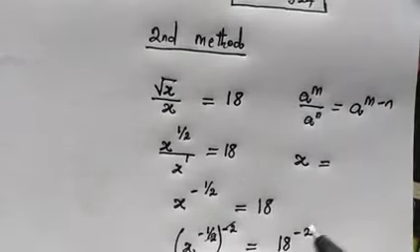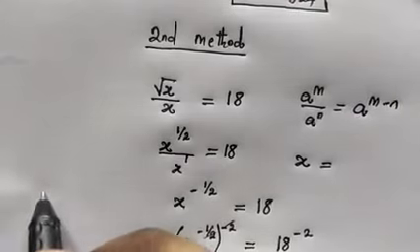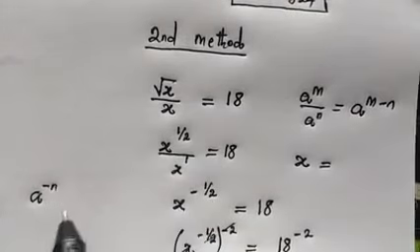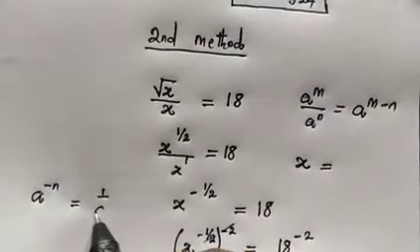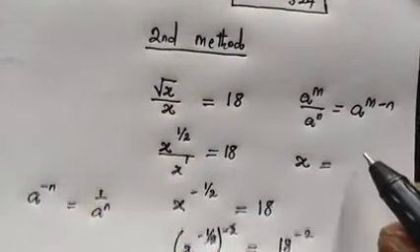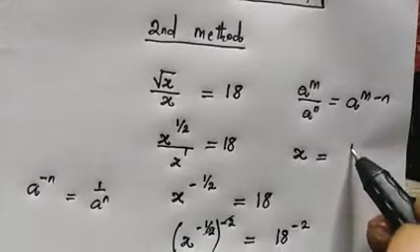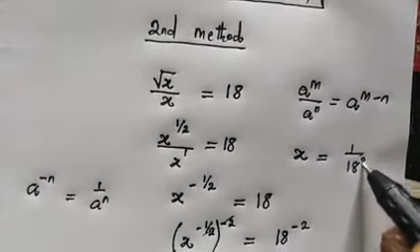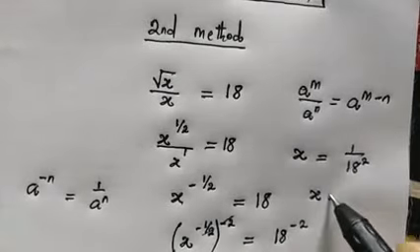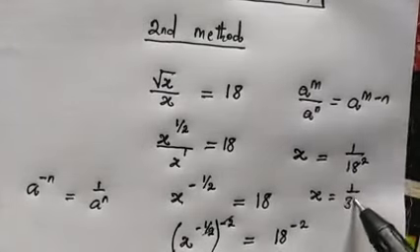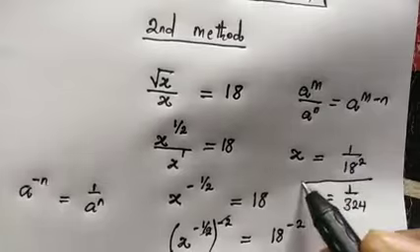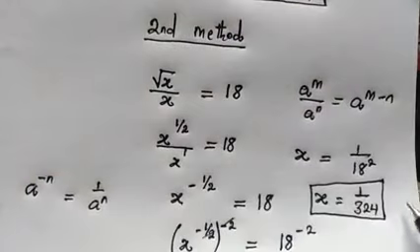So this is equal to, remember that from the law of indices, a raised to the power of negative n is equal to 1 over a raised to the power of n. So the right hand side, 18 raised to the power of negative 2, will be 1 over 18 squared. And here we get x is equal to 1 over 324. And that is the only solution to this problem.